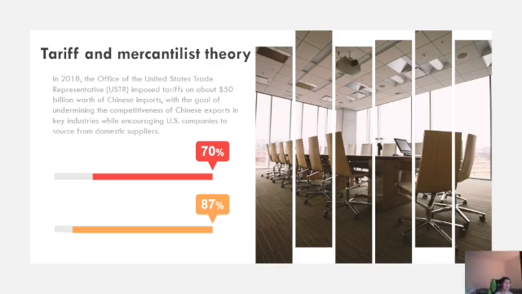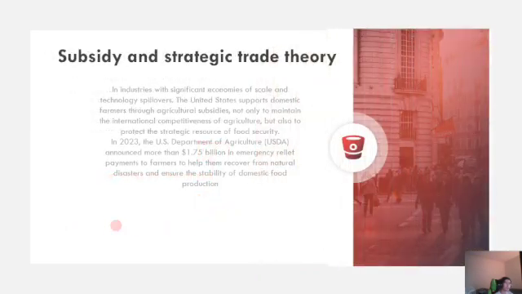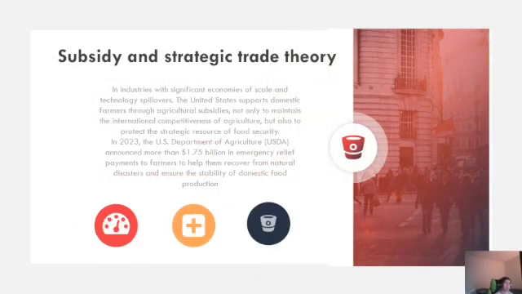And next is strategic trade theory. Strategic trade theory is the key idea to help us understand how government action can really make a difference in giving certain industries a competitive edge. This concept is especially important in areas where big production, sales, or technology sharing create major benefits. A clear example of strategic trade theory at work is how the United States handles agriculture subsidies.